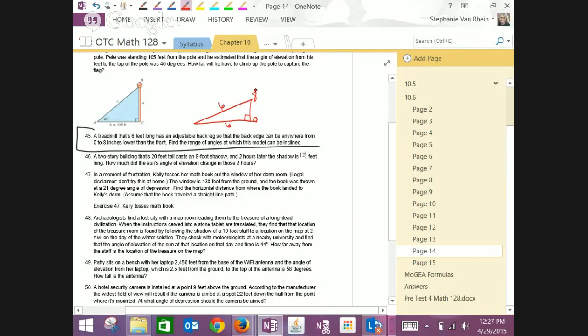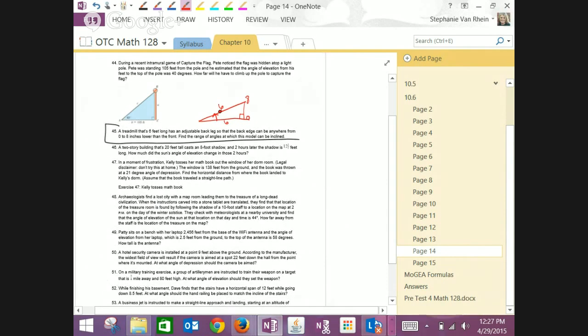All right, so obviously if it's 0 inches lower than the front, the angle is 0 degrees, right? So I want to find the maximum angle this can be to get me to be 8 inches above the front. That's the highest I can go, 8 inches. So here, what am I going to use? Wait, I want to fix this here. This is 6 and this is 8. And I want the angle. So cosine inverse of 8 over 6.